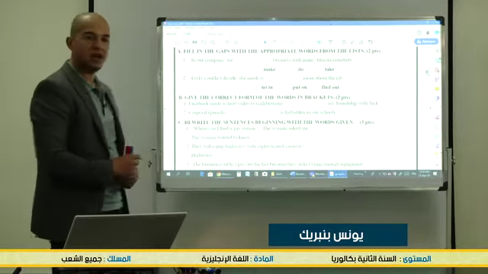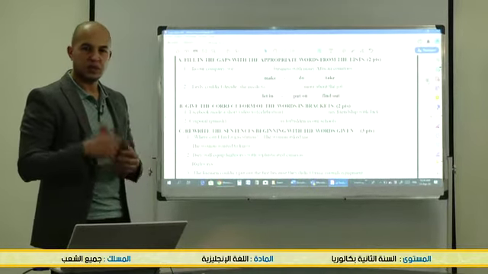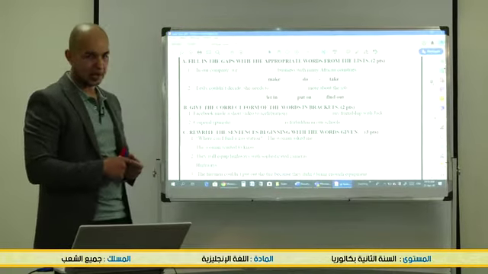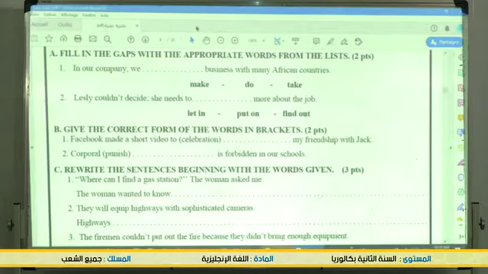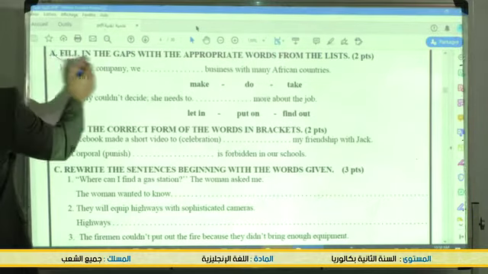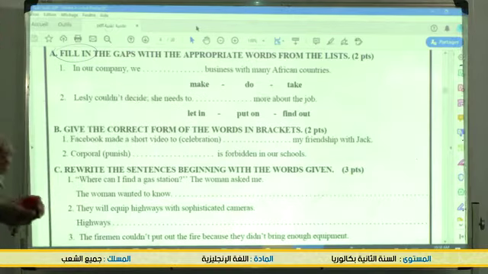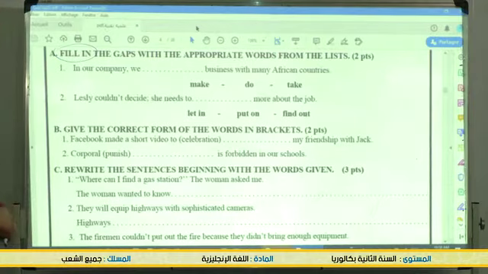Today we're going to have a global language review where we're going to review some grammar, some functions and also vocabulary. If you look at exercise A, we have to fill in the gaps with the appropriate words from the list. Fill in, okay, we are going to fill in the gaps with the appropriate, with the suitable, with the correct words in the gaps.